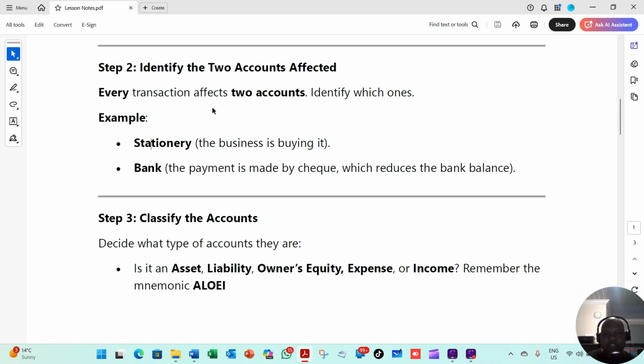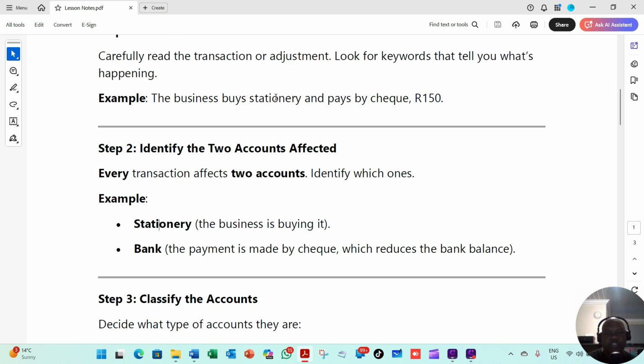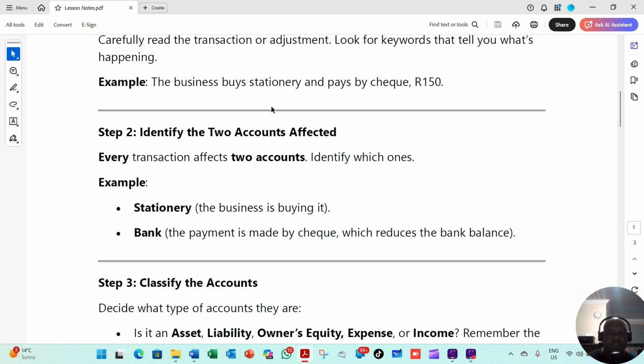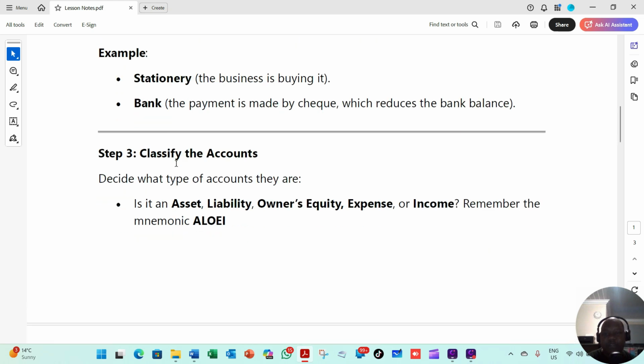So in this transaction, we've identified that they have bought stationery. So one account will be obvious on the transaction. It will be obvious to identify it. And then ask yourself, how was this paid for? Was it paid by cash or on credit? Because it was paid by cash, the bank was affected. The bank account was affected. So the two accounts affected are stationery and bank. Two accounts affected. And then move to step 3.